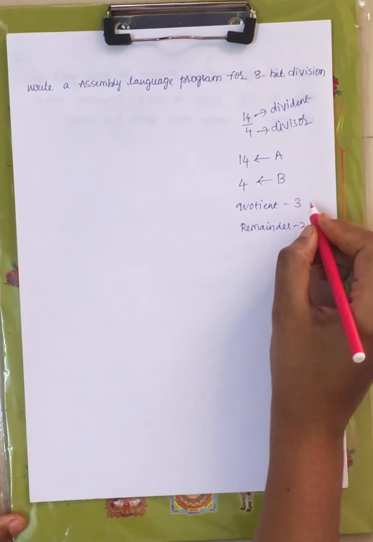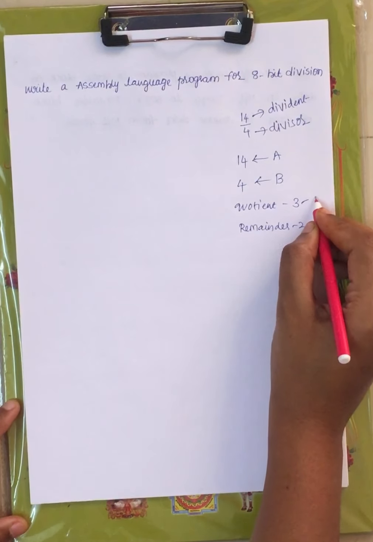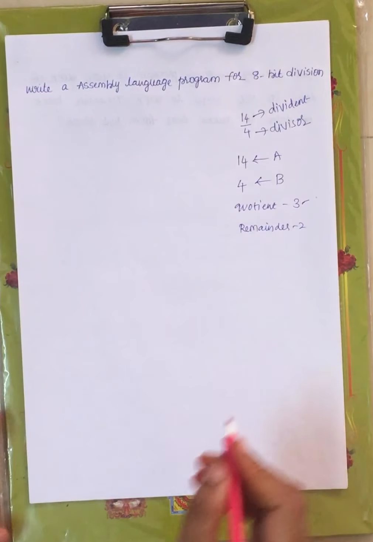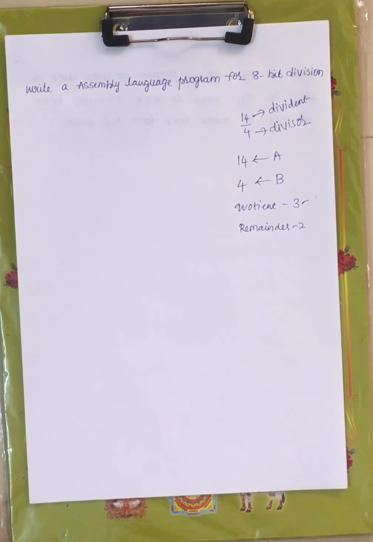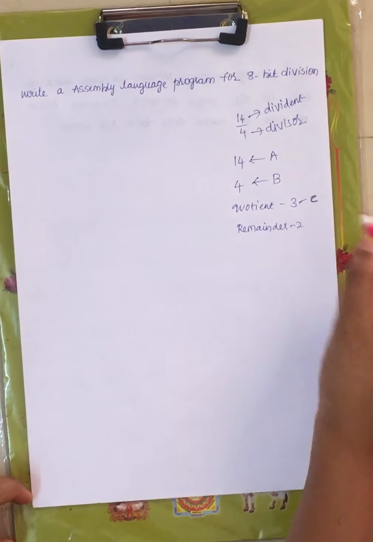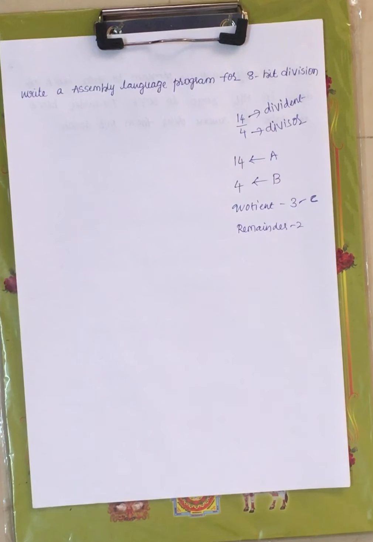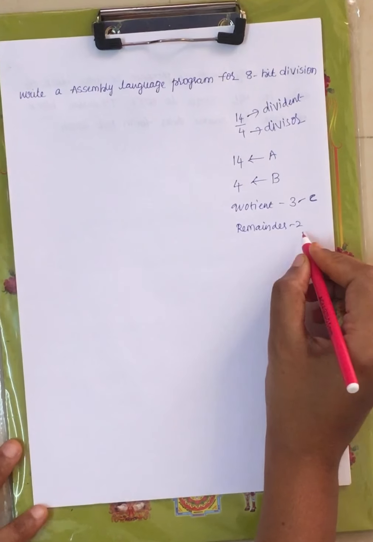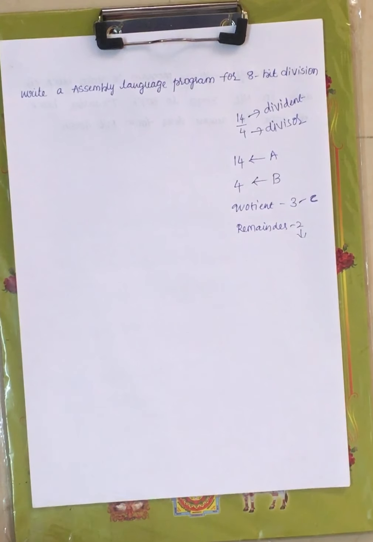Now this has to be stored under a memory location. Before storing into the memory location, the quotient has to be stored under register C. We have another register, that is C. The quotient has to be stored under register C. Now what is the remainder? The remainder is nothing but 2. This also has to be stored under a memory location.